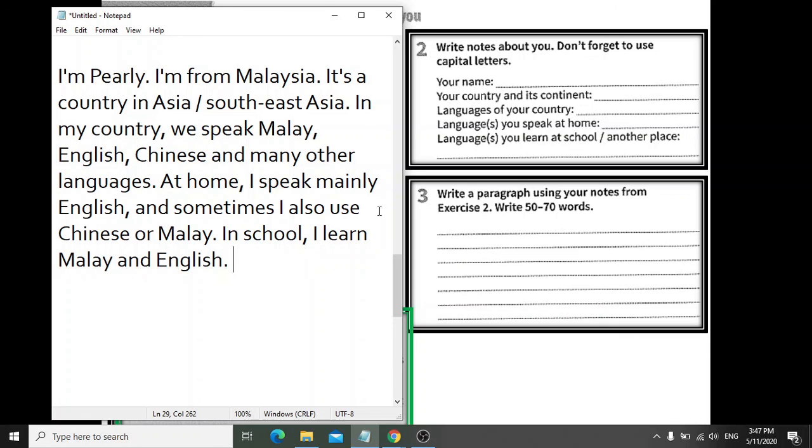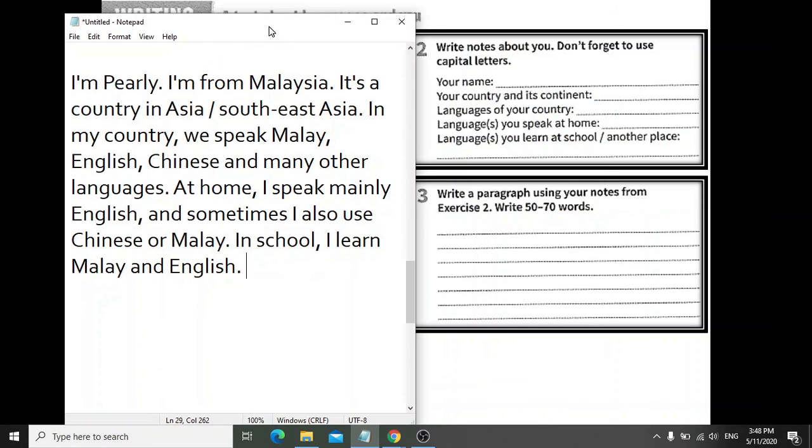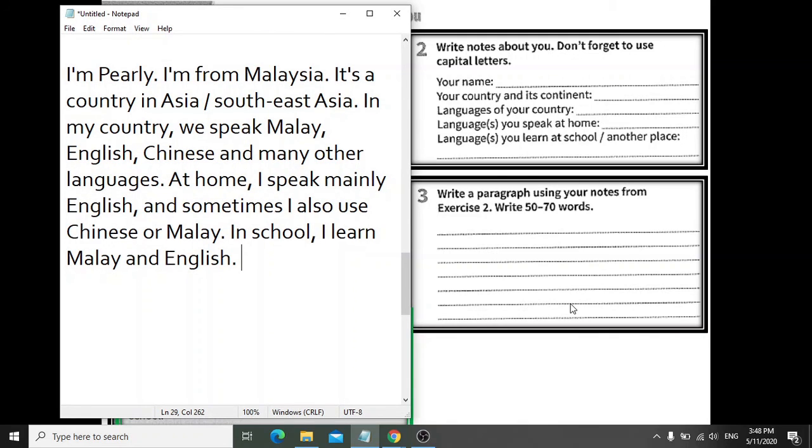Okay, if you want to be more specific you can do so, or you can just follow what's given here or the model answer from the previous exercise here, this one about Carrie. Alright, okay, so I'll just leave this on for you if you need this to write your answer.